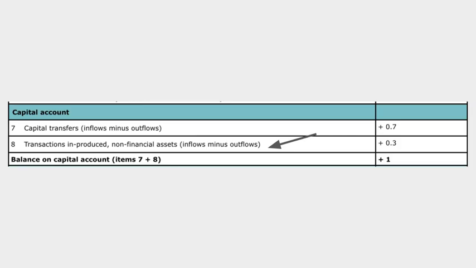Before you get confused, it is actually really easy to understand. Essentially, it refers to the inflows and outflows of funds into the country due to the transactions of natural resources that have not been produced. So an example of this supposedly is land or even water. Now, as you can see, the balance on the capital account is actually a positive one, which can reduce the current account deficit in the overall account that we saw on the previous slide.